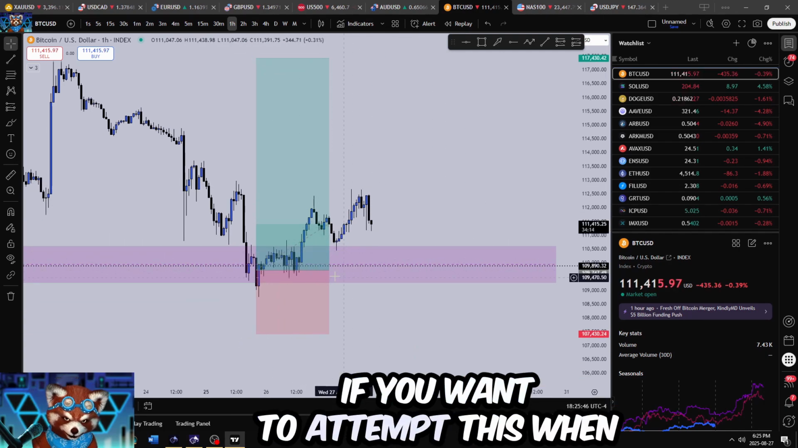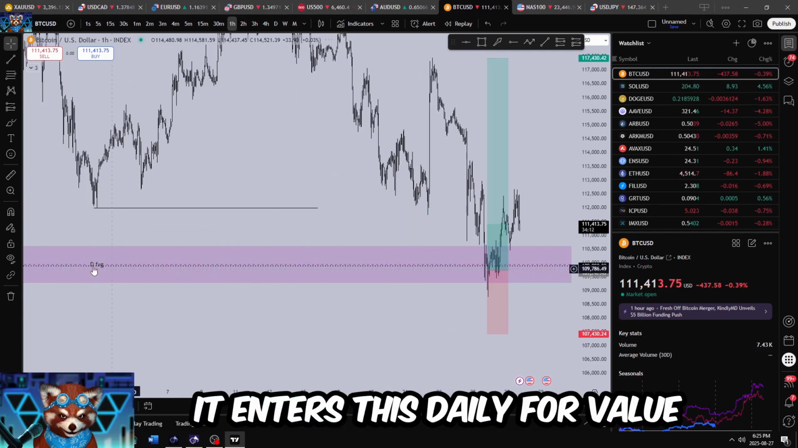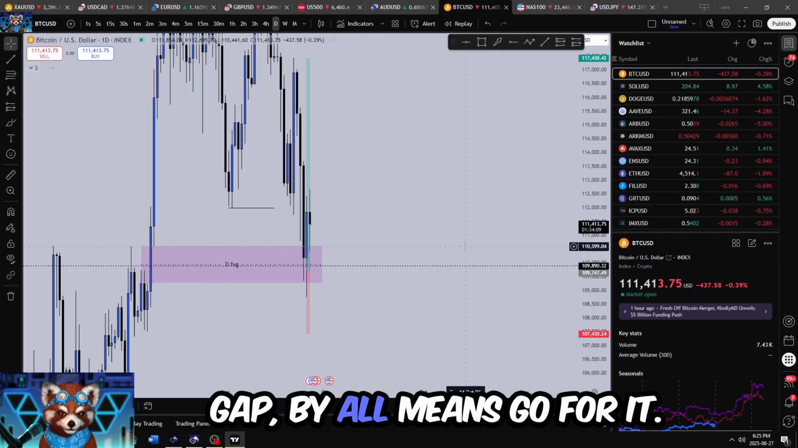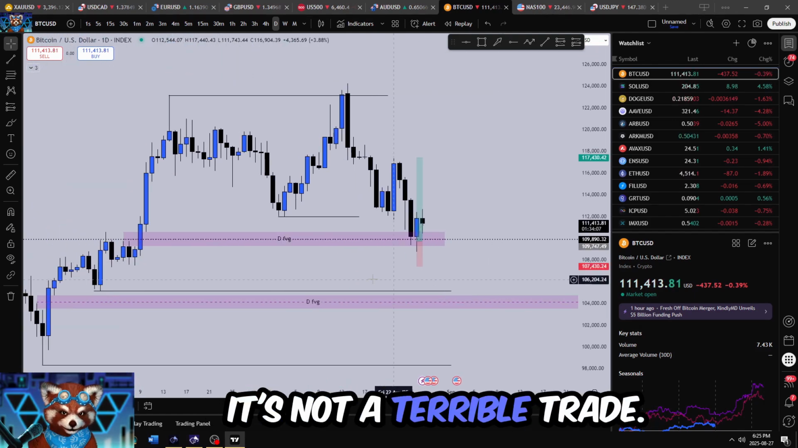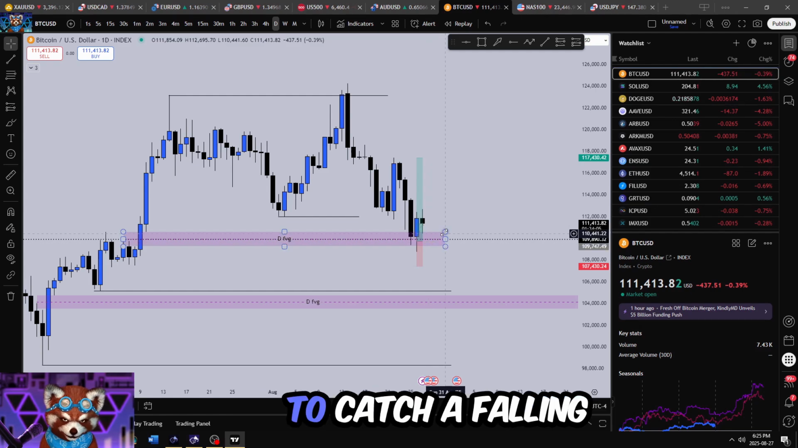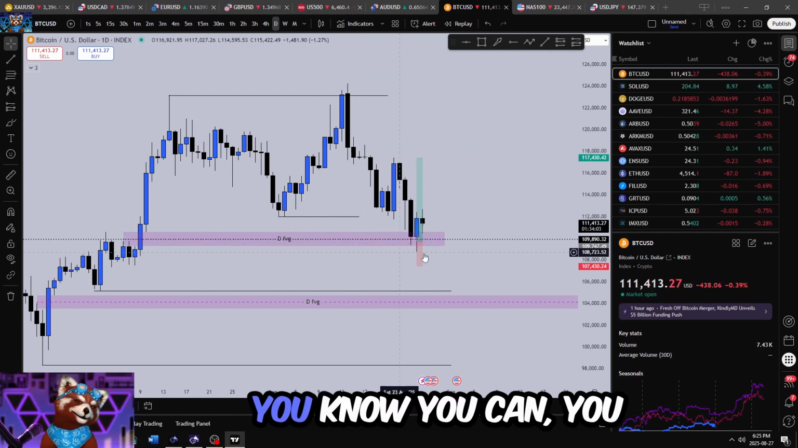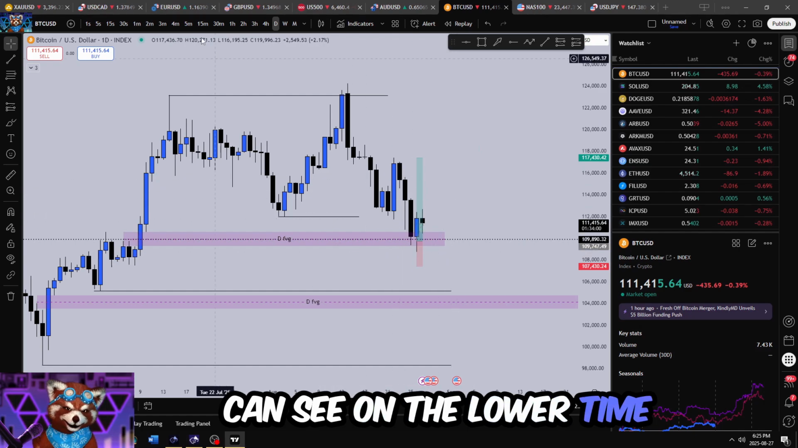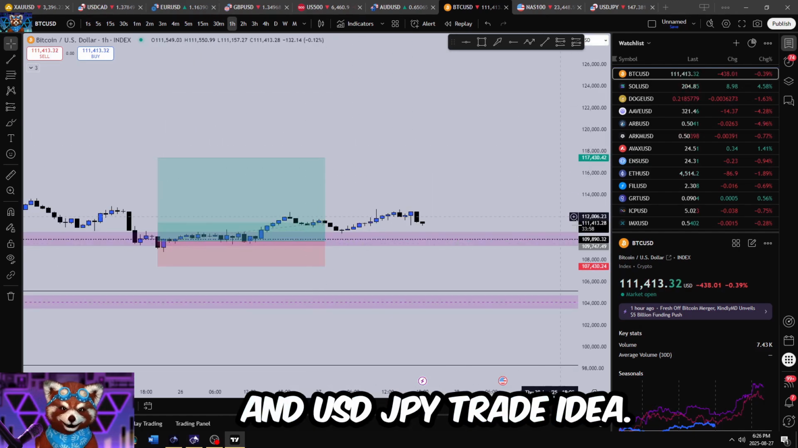If you want to attempt this when it enters this daily fair value gap, by all means, go for it. It's not a terrible trade. You are kind of looking to catch a falling knife, but that's okay. You can see on the lower time frame how it reacts.